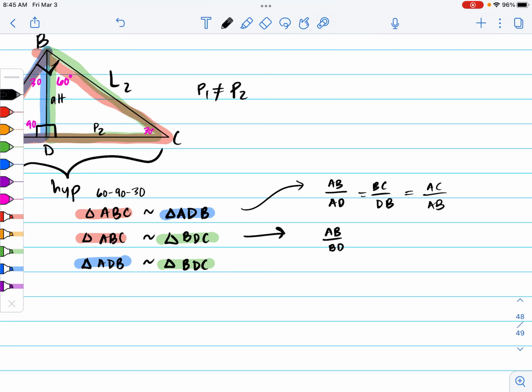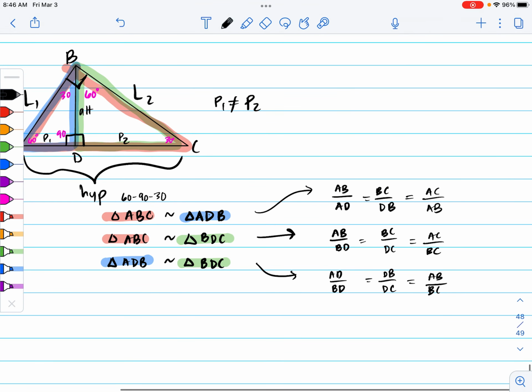same thing here. I'm going to do the same idea. AB corresponds to BD. BC corresponds to DC. And the last one is AC corresponds to BC. Last one, AD corresponds to BD. DB corresponds to DC. And then the last one, AB corresponds to BC.